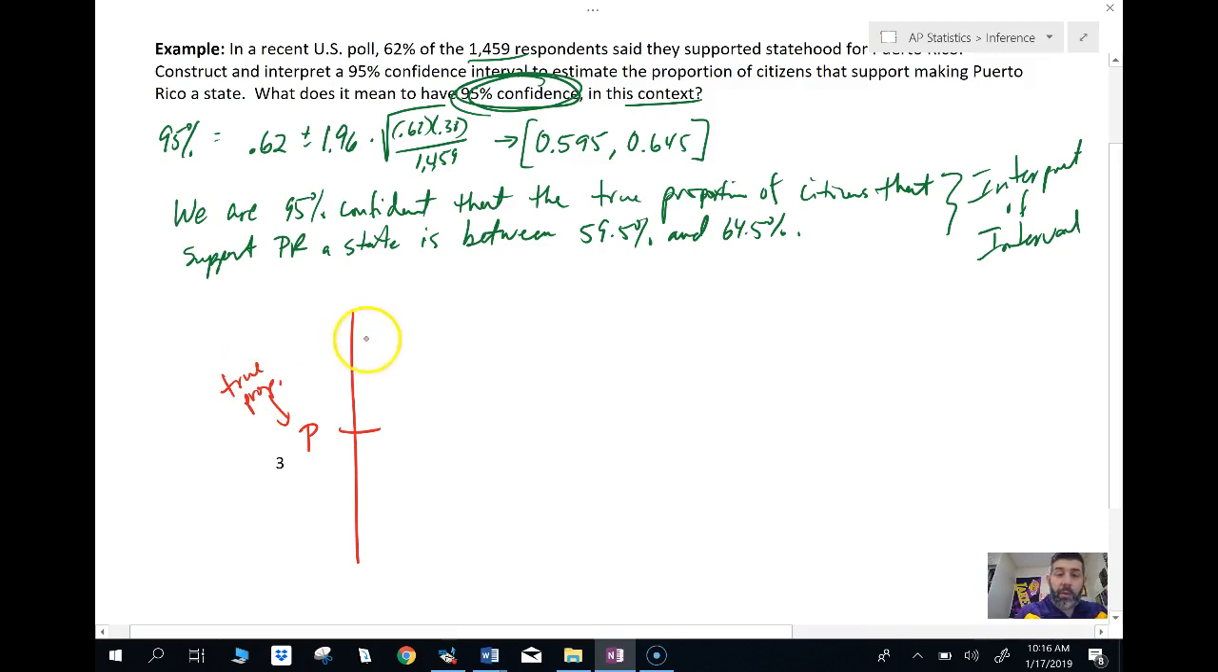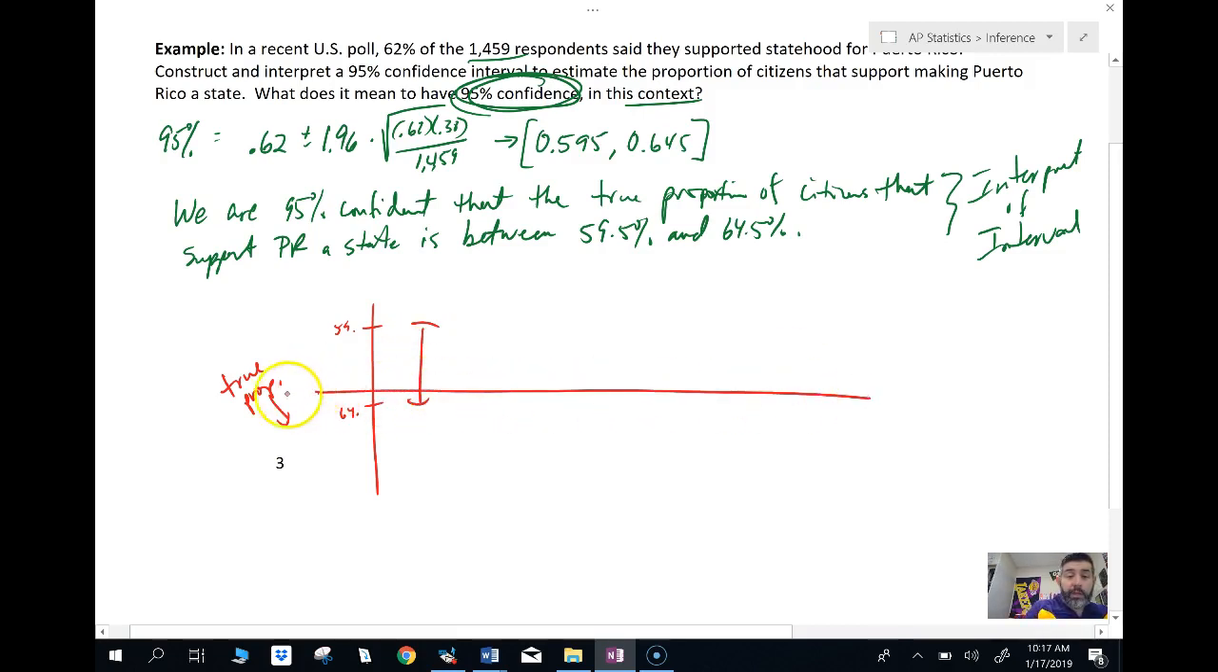What I just did was go from 59% to 64%, and this is my interval. The true proportion was about right here. That's P, the true proportion of people that support Puerto Rico statehood. Now, my point estimator was right here, P hat. And this is for one sample.